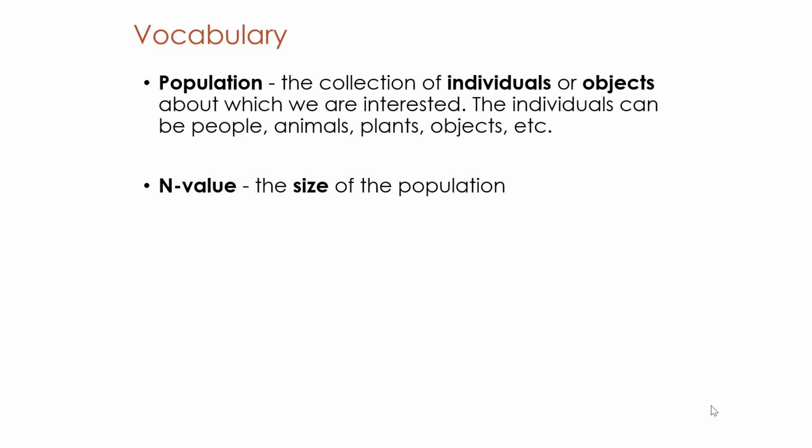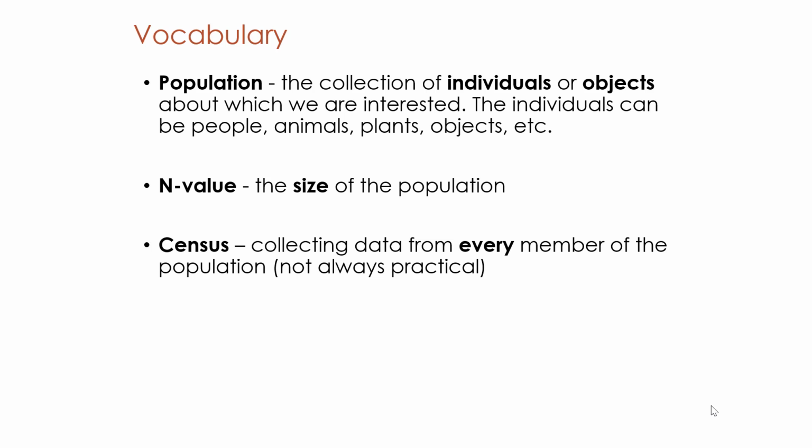Enumeration is what we're working on right now, and sometimes one of the things that we're interested in is an accurate description of the population, the size of the population, and that is the n value. A sample is just a subset of the population. There are different ways of collecting that sample, or sampling the data. Selecting every member of the population is not always practical.